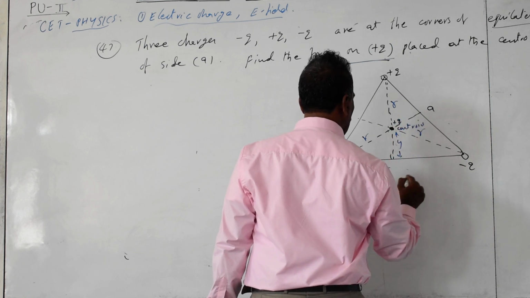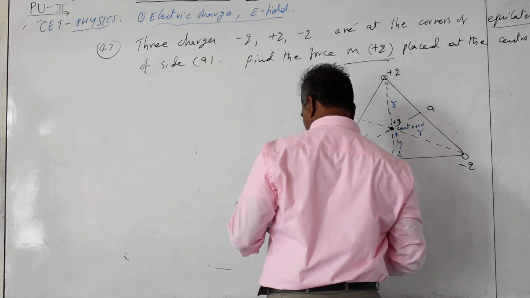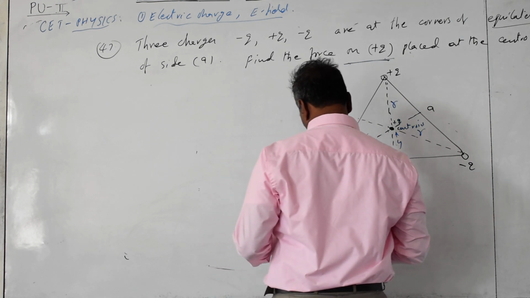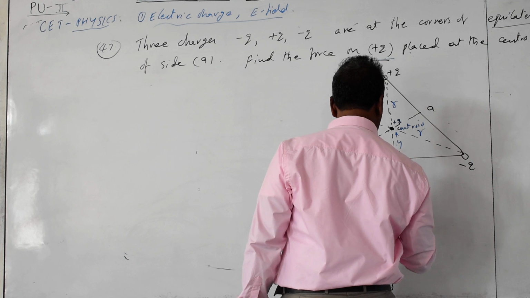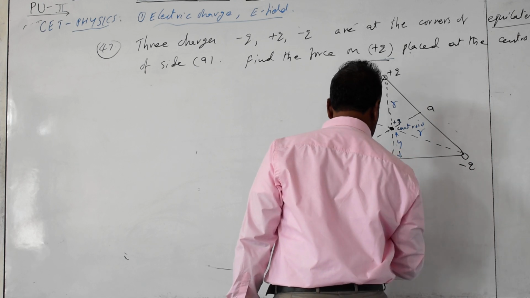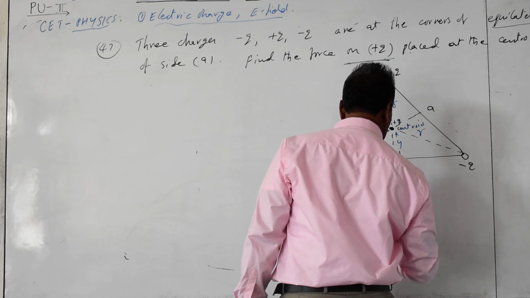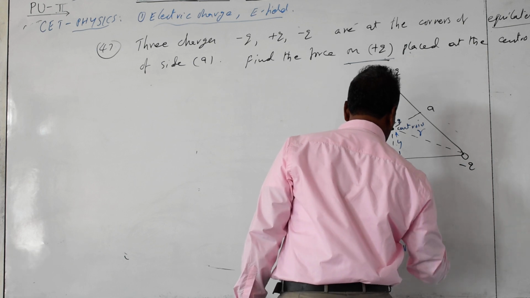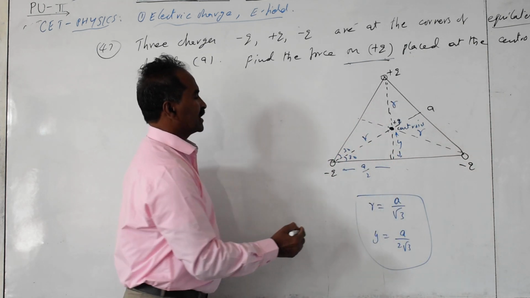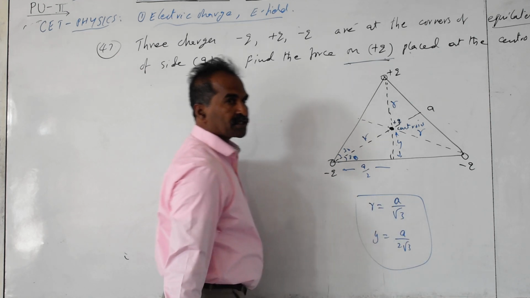Centroid point, r is equal to a by root 3, and this y distance is half of this, a by 2. You have to remember that. If you don't remember, you take the help of sin 30, cos 30.